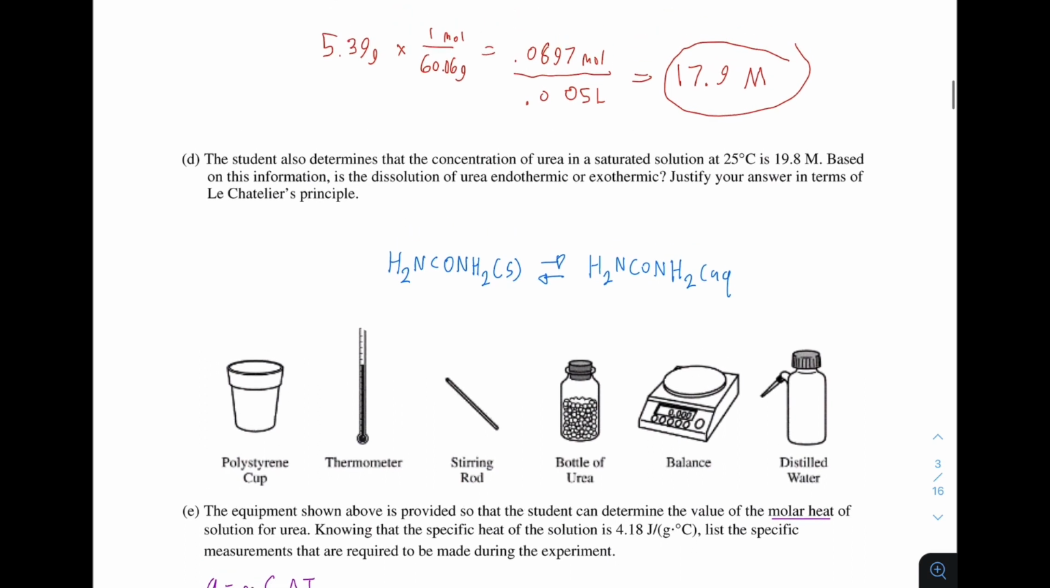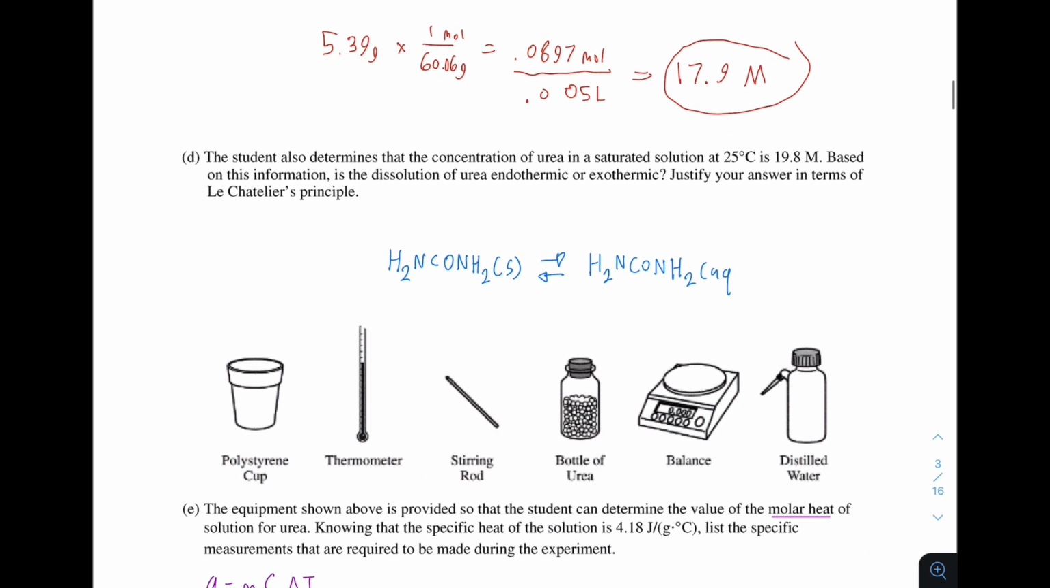For part D, we're told that the student also determines that the concentration of urea in a saturated solution at 25 degrees Celsius is 19.8 molar. Based on this information, is the dissolution of urea endothermic or exothermic? Justify your answer in terms of Le Chatelier's principle.